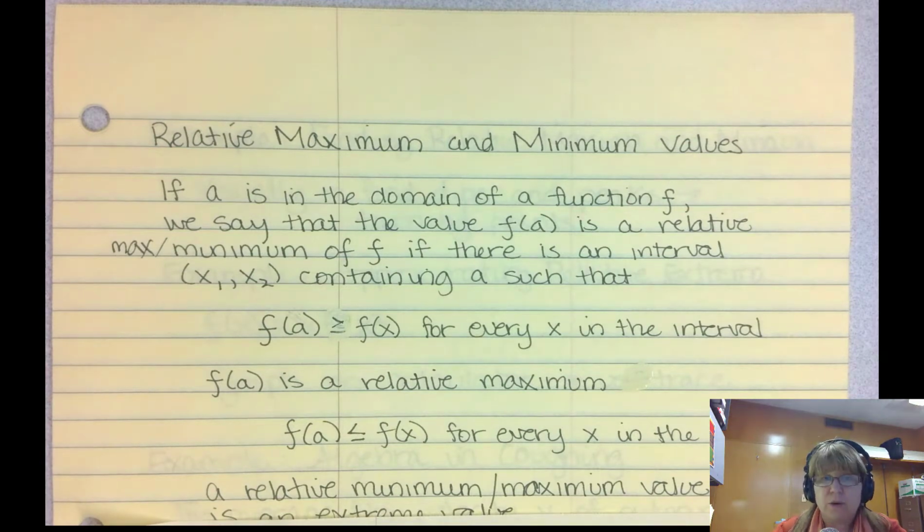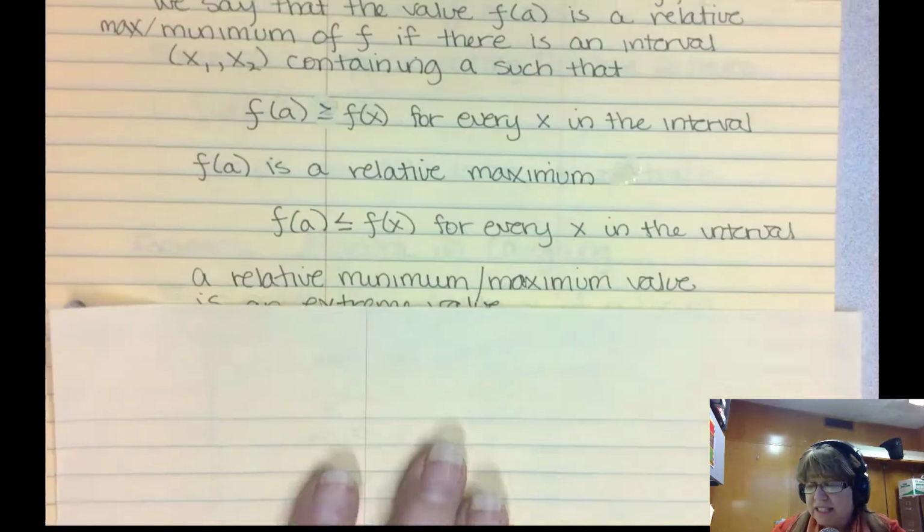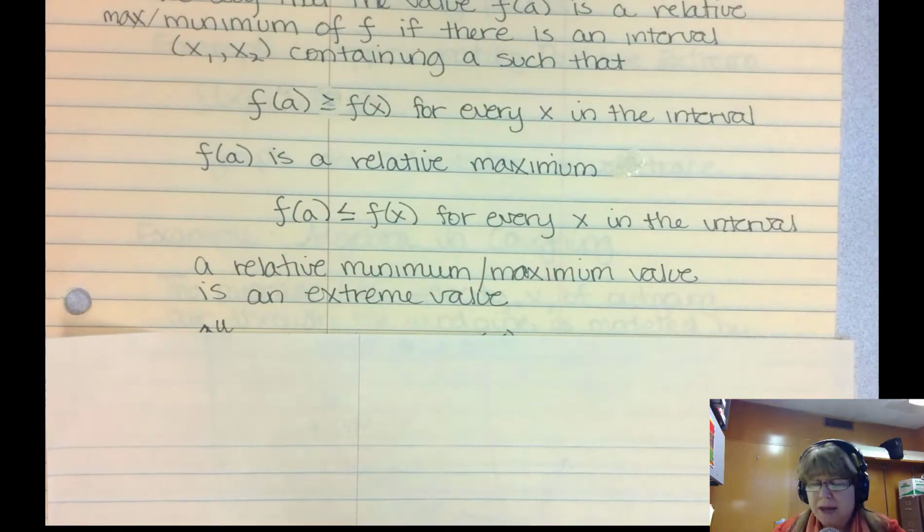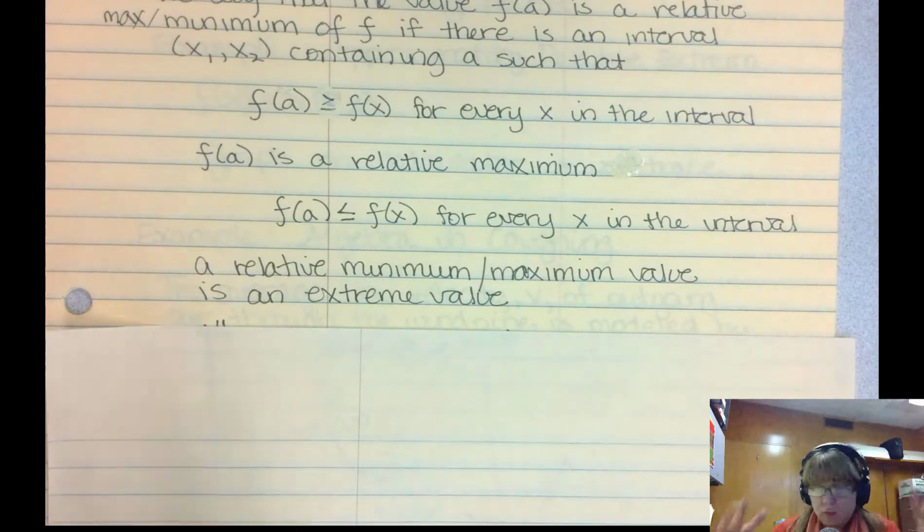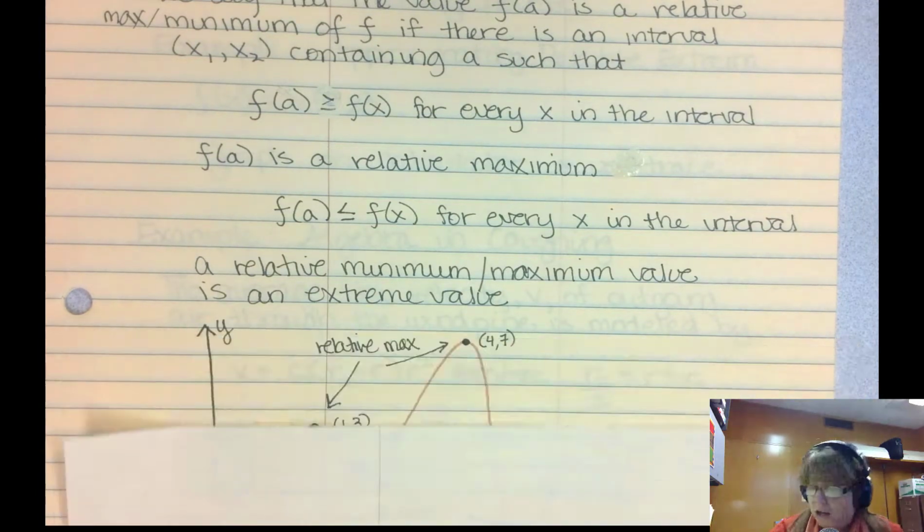Right? So if f of a is greater than every other f of x around it, then it's a relative maximum. And if f of a is lower than every other f of x around it, it's a relative minimum. Regardless of whether it's a relative minimum or maximum, it's called an extreme value. Now, a lot of words, so let's look at it on a graph.